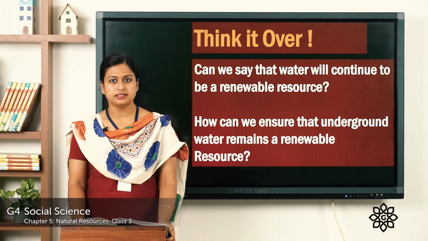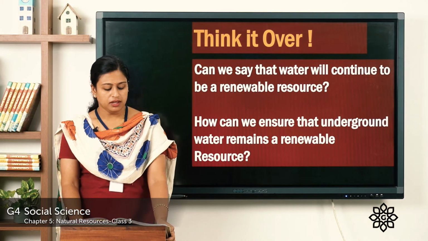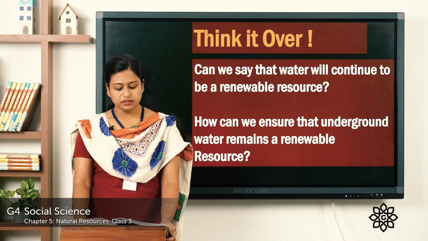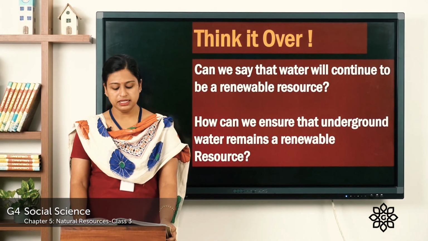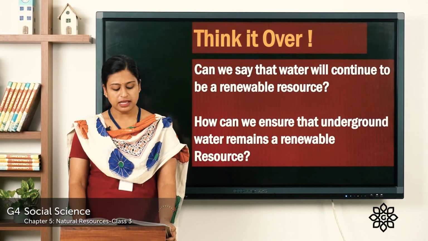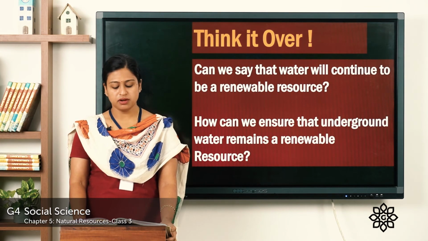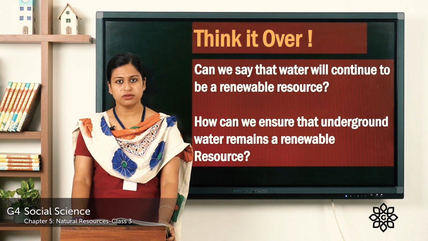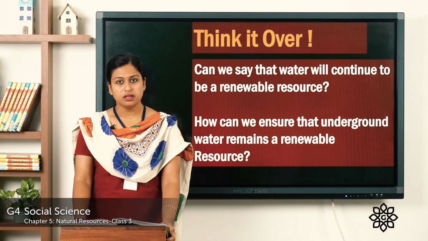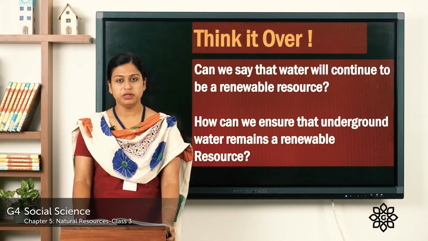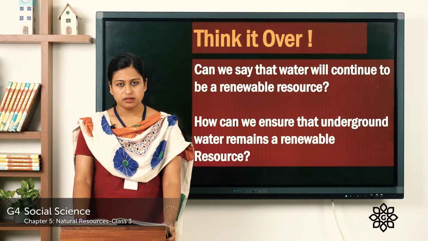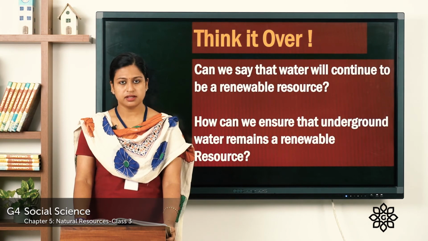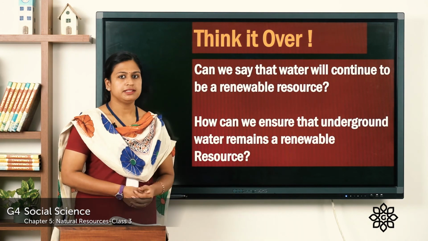Next exercise is think it over. Here it is written, underground water is an important source of water in India. However, for the last few years, the level of underground water is decreasing due to rise in population and growth of industries. If this goes on, can we say that water will continue to be a renewable resource? How can we ensure that underground water remains a renewable resource? Now, let's check the answer.